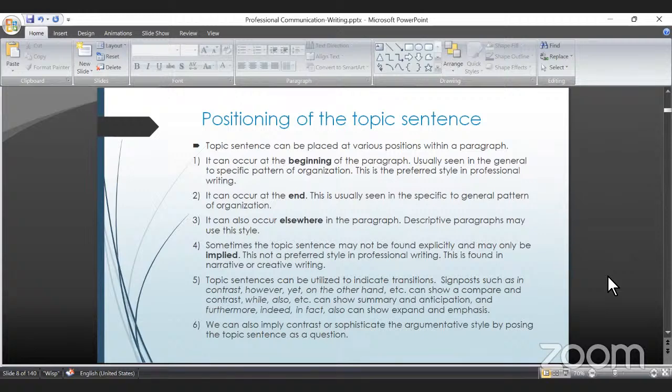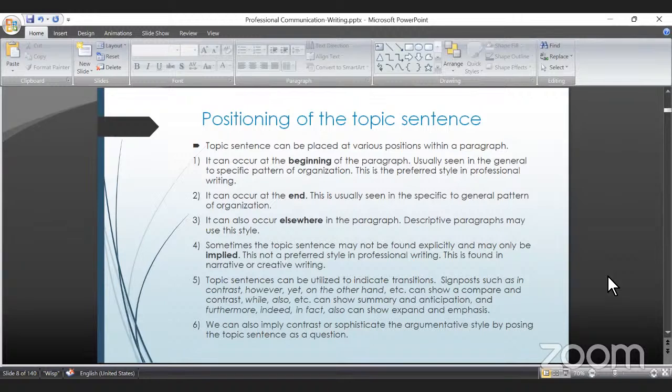So in that case, you have to show the transition that you have taken. To indicate this transition, sometimes your topic sentence becomes very helpful. The topic sentence is the one which encodes that transition, and it uses various signposts like in contrast, however, yet, on the other hand. These are all linguistic signposts which you can see within the topic sentence to indicate transitions. Okay, I'll give you examples for all this, so don't worry if you're not catching it immediately.